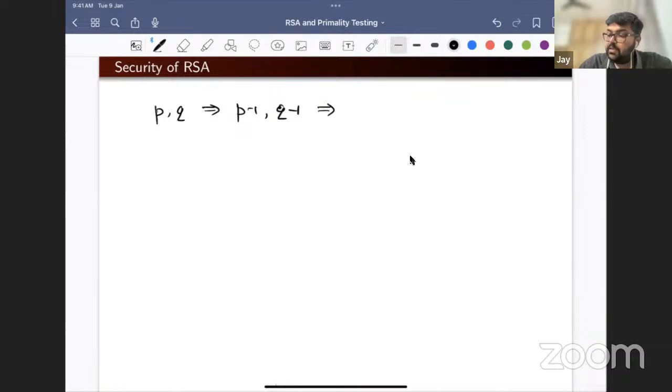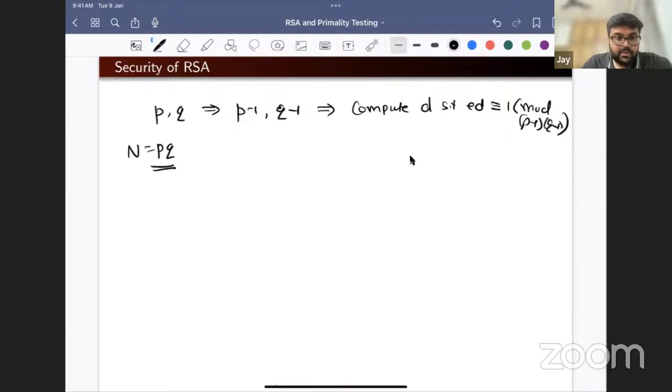If Eve can find this, then Eve can compute D such that ED is congruent to 1 modulo P minus 1, Q minus 1, where E is already known. So that means if Eve can factor n equals PQ and find the primes, then Eve can find the message sent by Alice to Bob. On the other hand, Eve does not need to know P and Q. Eve just needs to know P minus 1, Q minus 1. But it is the same.